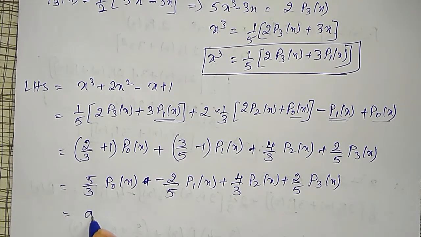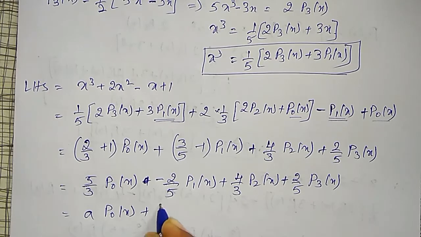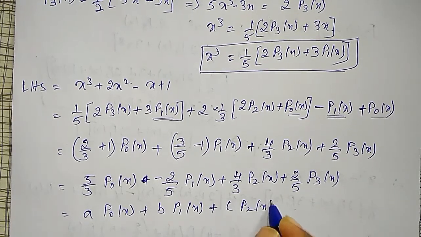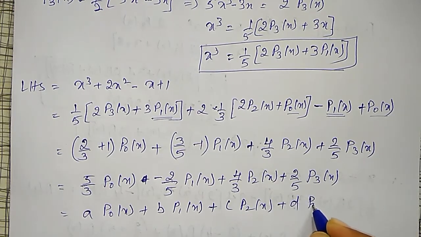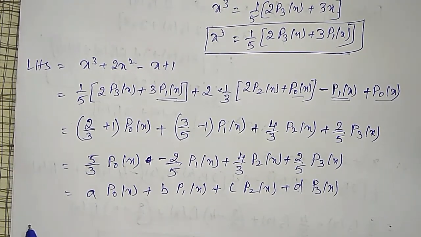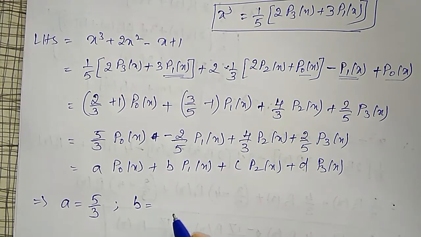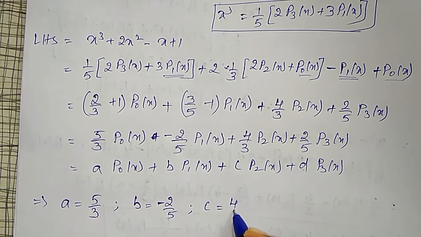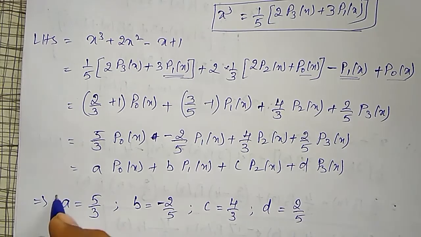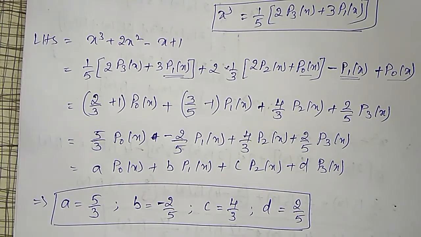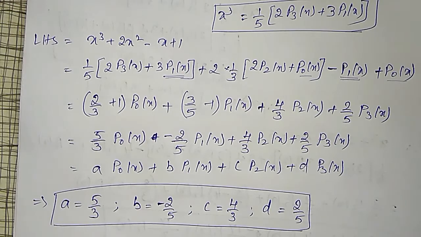Comparing this with A P0 of x plus B P1 of x plus C P2 of x plus D P3 of x, what I am going to get here is A is equal to 5 by 3, B is equal to minus 2 by 5, C is equal to 4 by 3, and finally D is equal to 2 by 5. These are the values of A, B, C, D from the given example.